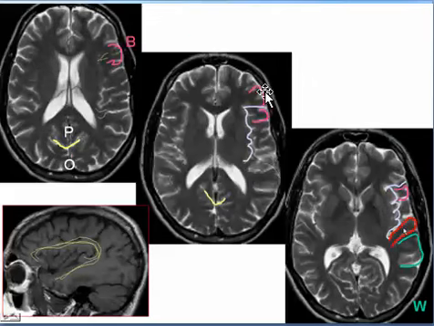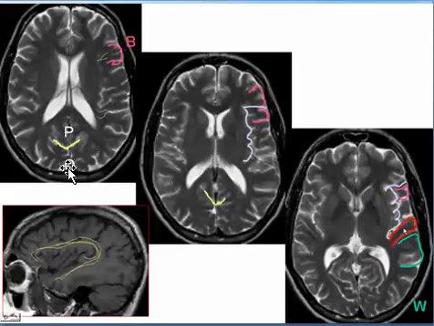Now here, this is the region where Broca's area is, and this is the region where Wernicke's area is, and this is the fasciculus coming from here backward, and it is seen in the sagittal view as an arcuate line.